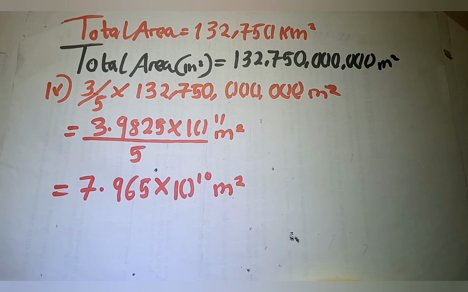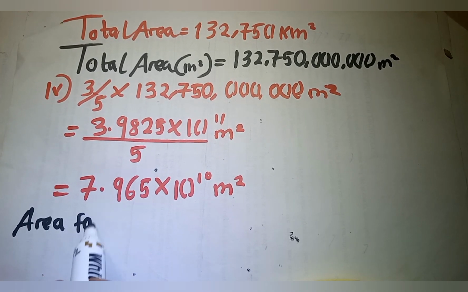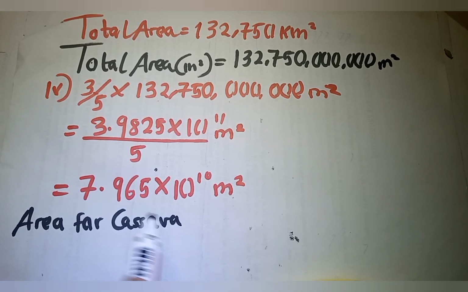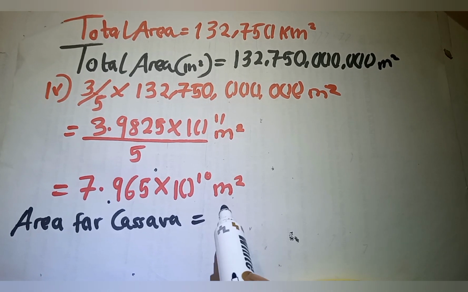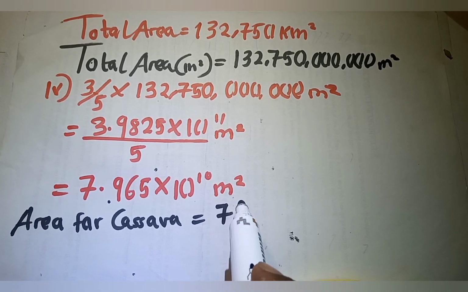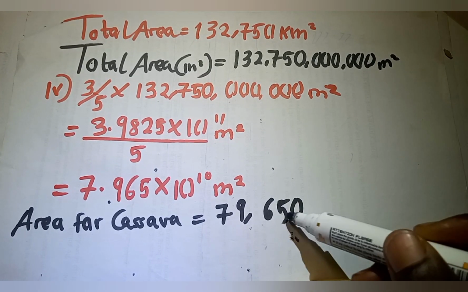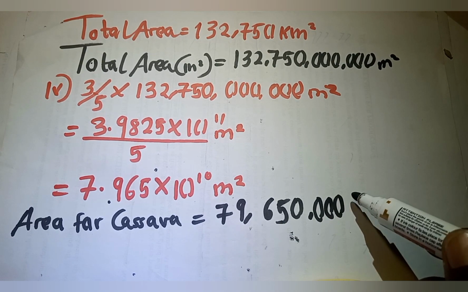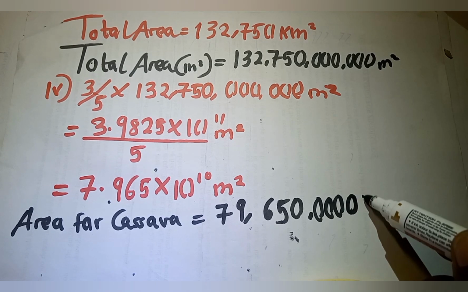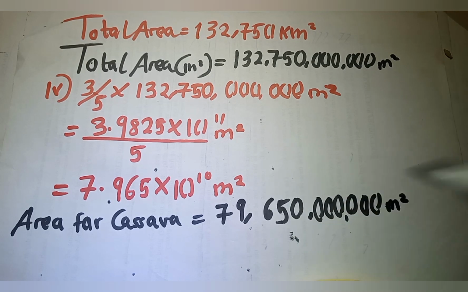So I can have area used for cassava production is this. Don't forget, this is the area that is used for cassava production. So I can write it as 79,650 0 0 0 0 0 0 meter square. So it can be written as this, probably if you don't like the standard form.